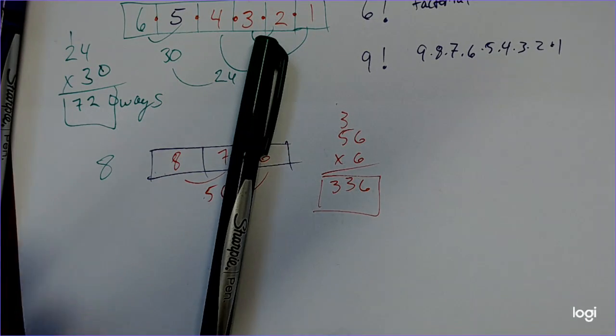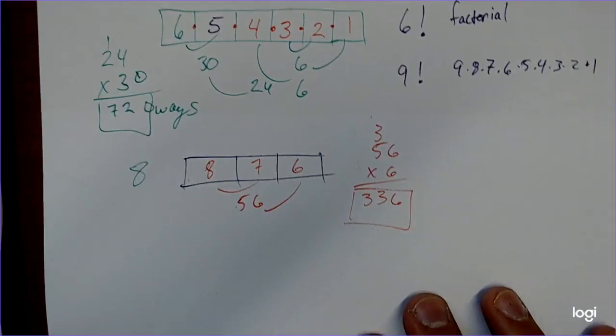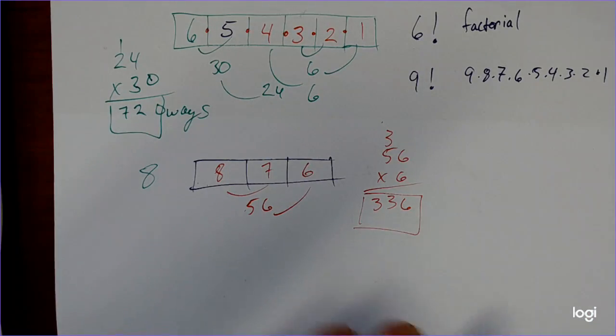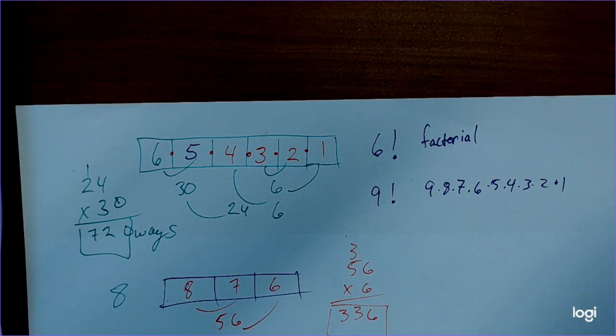Okay, so that's how permutations work. It's pretty simple. You have the number of slots that you have to put objects in, and then the number of objects that you have, counting down 1 number each slot. If you end up going the full number of slots as you do objects, that's called a factorial.